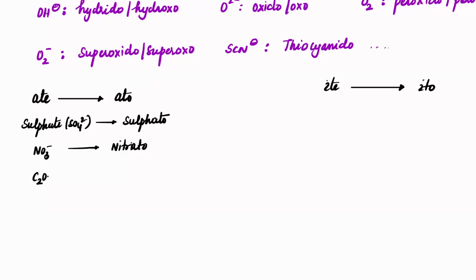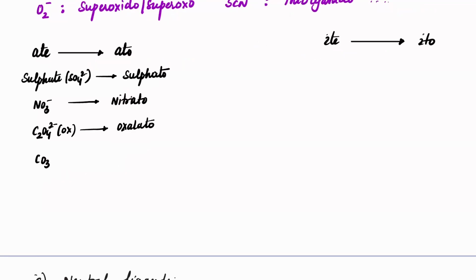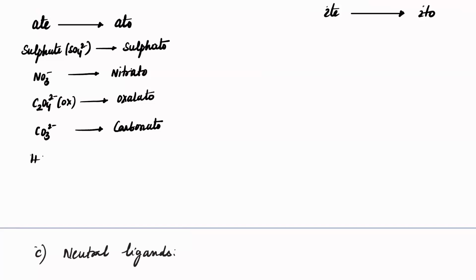C2O4 2 minus, oxalate. The abbreviation of oxalate is OX. That will become oxalato. Got it? CO3 2 minus, carbonate. So carbonato. Okay. Formate, HCO2 minus, formic acid becoming formate. So this will be formato. Got it?